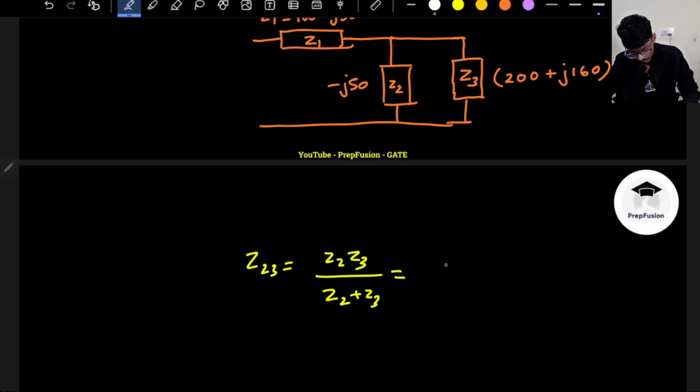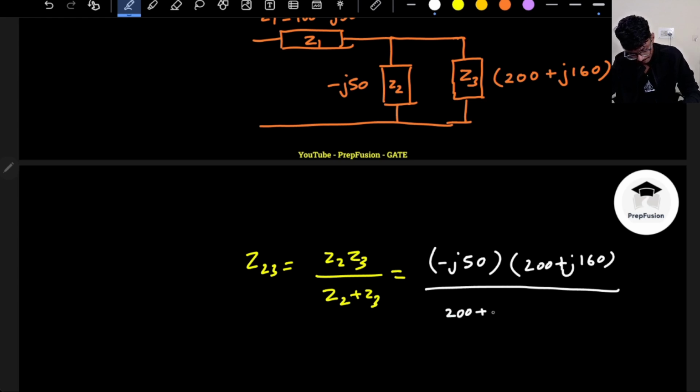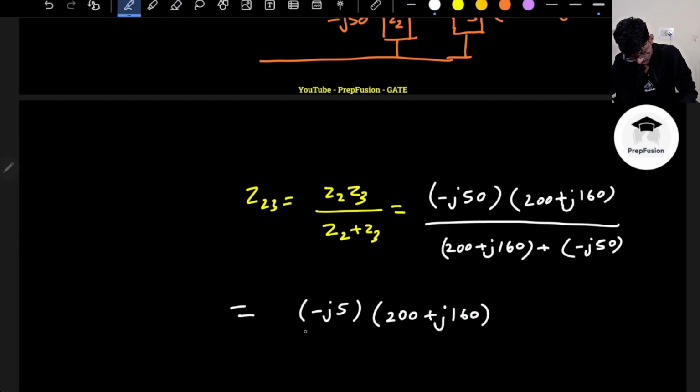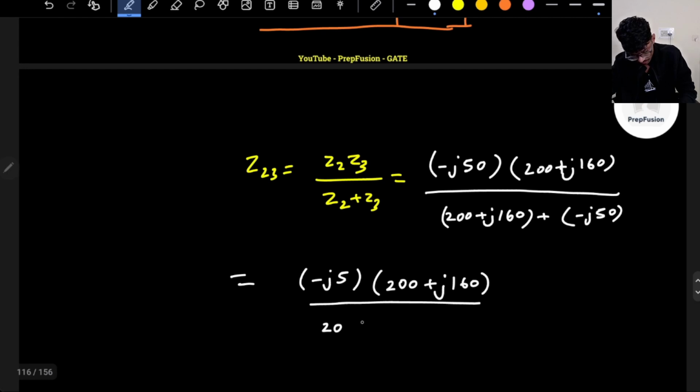So this will be minus j50 into 200 plus j160, divided by 200 plus j160 plus minus j50. So ultimately this comes out, if I divide by 10 on both sides, this will be j5 into 20, this will be into 200 plus j160, divided by 20 minus 5, so this will be plus j11.